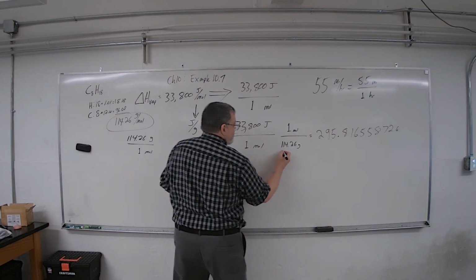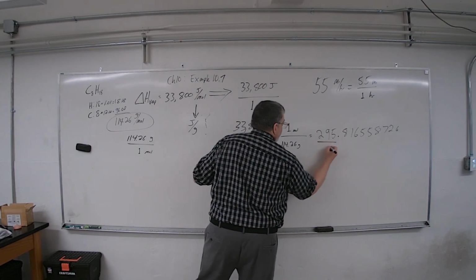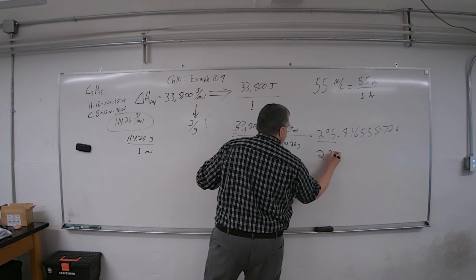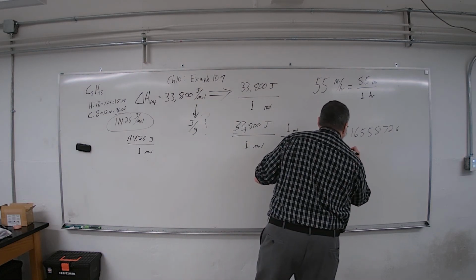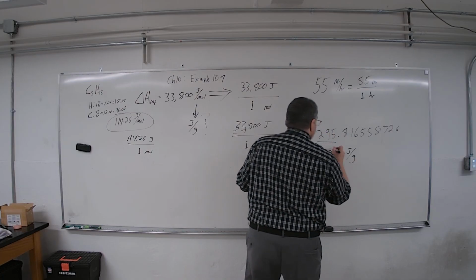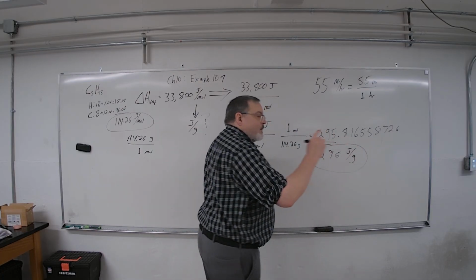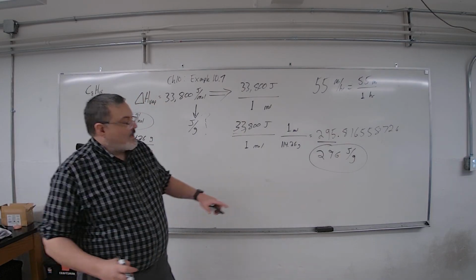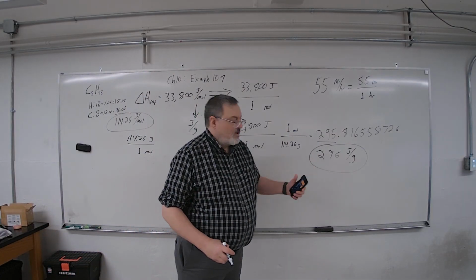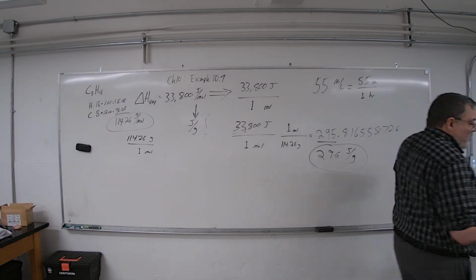So this is 3 significant figures. This is 5, so I'm keeping 3. So what I want to do here is 296 joules per gram. I should be able to look on my chart that has these in joules per gram, find isooctane, and it should be something very close to this. It doesn't happen to be on that chart.